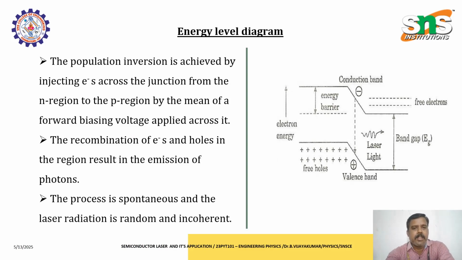Population inversion is achieved by injecting electrons across the junction from the N region to the P region by means of a forward bias voltage. The recombination of electrons and holes in the region results in the emission of photons. The process is spontaneous, and the laser radiation is random and incoherent. The electron moves from the valence band to the conduction band, so in the valence band free holes are created. The barrier in between is called the energy barrier, which we call the band gap energy.